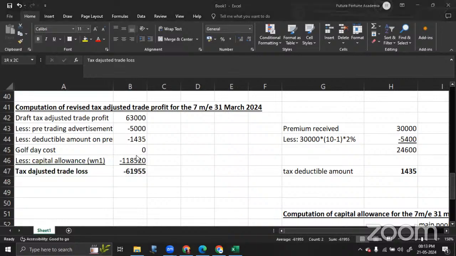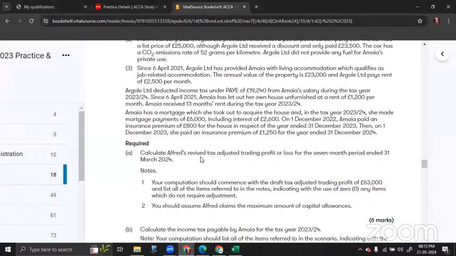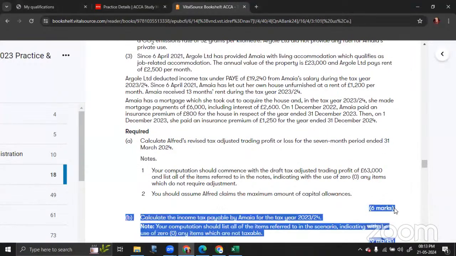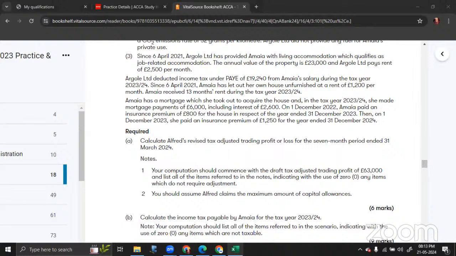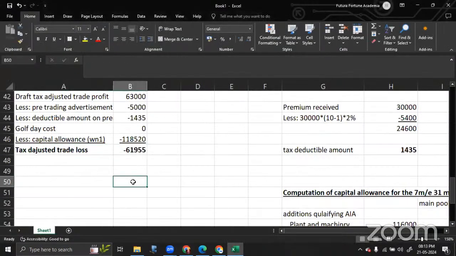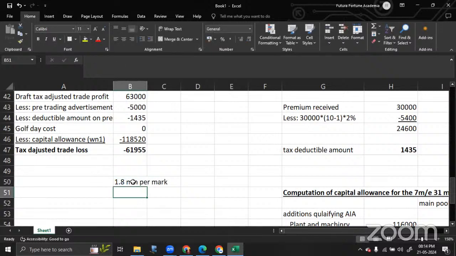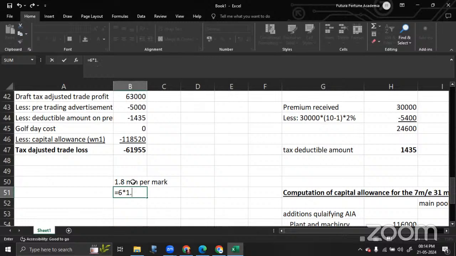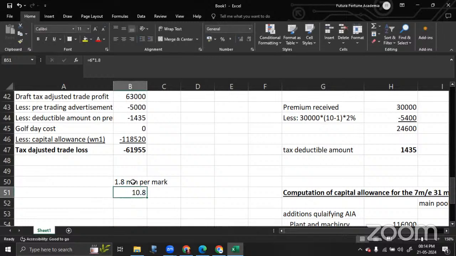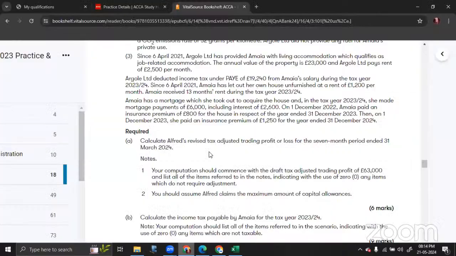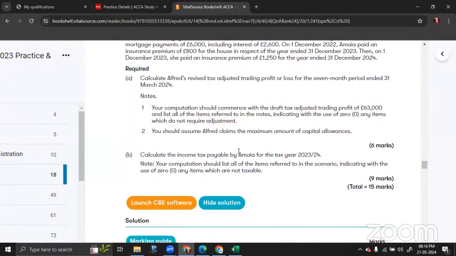So how do you apportion the time? Always make sure you go to the question and see what is the number of marks for this. So this is a 6-mark question. If it is a 6-mark question, that means per mark you can spend 1.8 minutes. Therefore, 6 into 1.8 is equal to 10.8. So that is the maximum time you can spend on this question. We have spent a little longer than that, but make sure when you do your preparation, you spend only 1.8 minutes per mark.